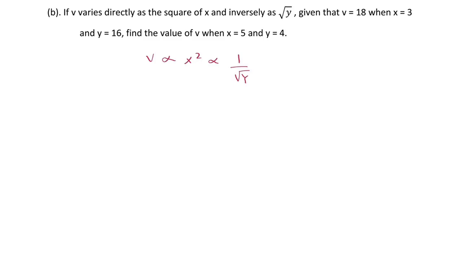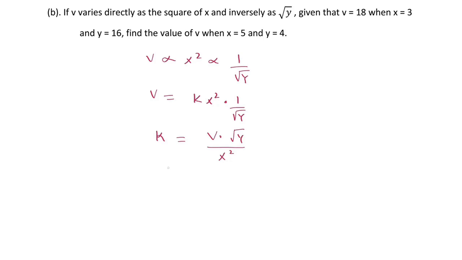Okay, so now let us remove the proportionality symbol by applying the constant of proportionality k. Our expression is going to be v equals k times x squared times 1 over the square root of y. Okay, so now let us make k the subject. Our equation is going to be k equals v times the square root of y over x squared.